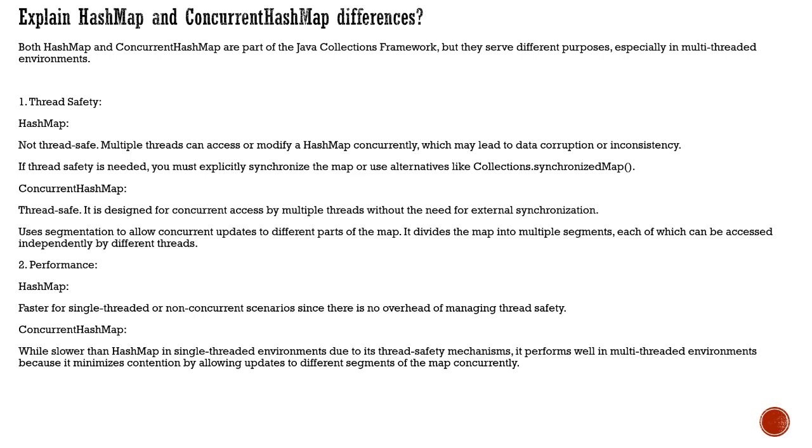It's quite faster when it comes to single threaded, or let's say your application is not running in a concurrent scenario, right? So there will be no overhead of managing the threads and then inconsistency, right? But when it comes to concurrent, it is slower as compared to HashMap when it is made to be thread safe, and it will perform well because it is designed to work with the multi-threading environment, right? And it will allow multiple different updates in the different segments.